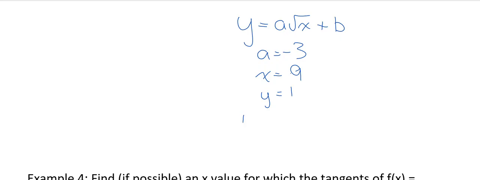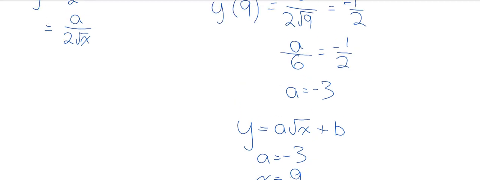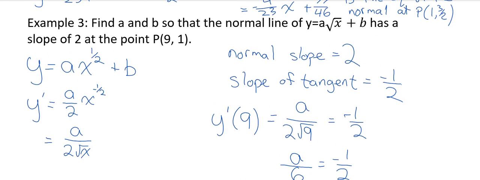So we will have 1 equals -3 root 9 plus b. So root of 9 is 3. 3 times -3 is -9. So 1 equals -9 plus b, where we have b equals 10. So we now know that if a is -3 and b is 10, we have met all the conditions.